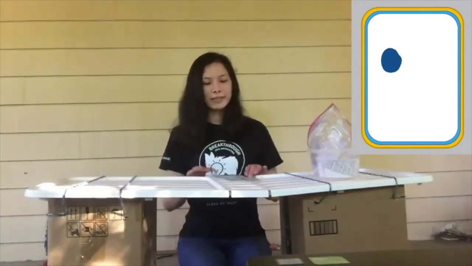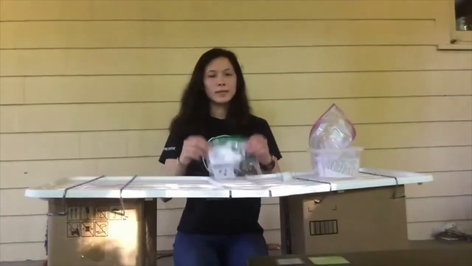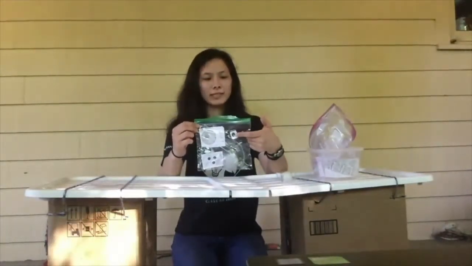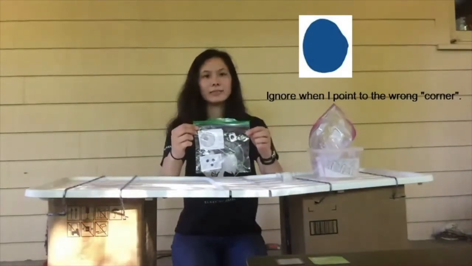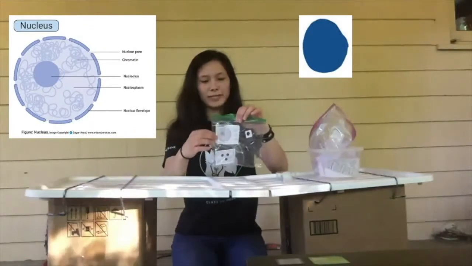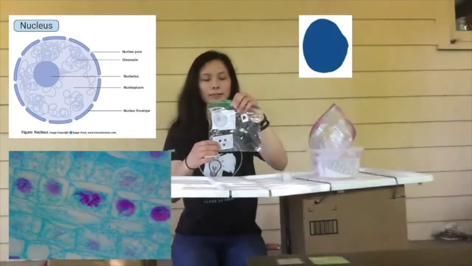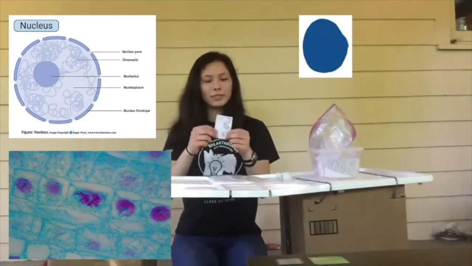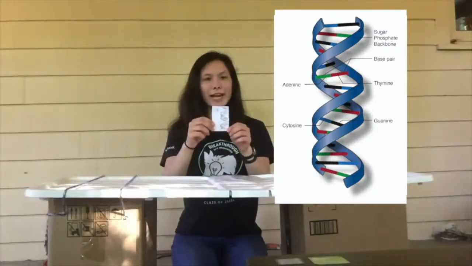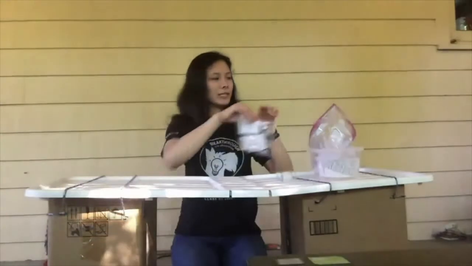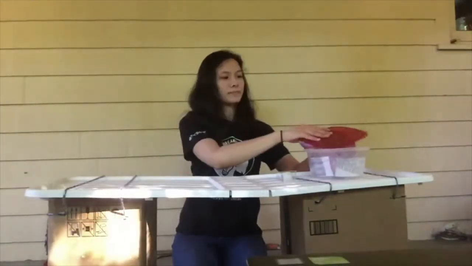Now I'm just going to decorate this bag and I'll be right back. And here's my decorated bag. So it has the little model of the nucleus that is also up in this corner. Then it has a picture of what goes on inside the nucleus, and then a picture of what the nucleus looks like under a microscope. I'm also going to put in this picture of DNA to remind us that DNA goes inside the nucleus. And put it in my model.